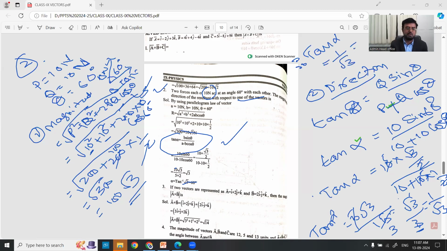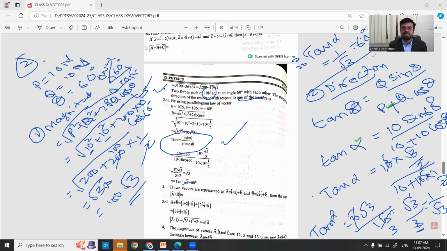1 by root 3 is some value in the tan table. Once you check with the tan table, what is the value of 1 by root 3? It is around 60 degrees only. Tan 60 is equal to 1 by root 3. So you get alpha is equal to tan inverse of this.